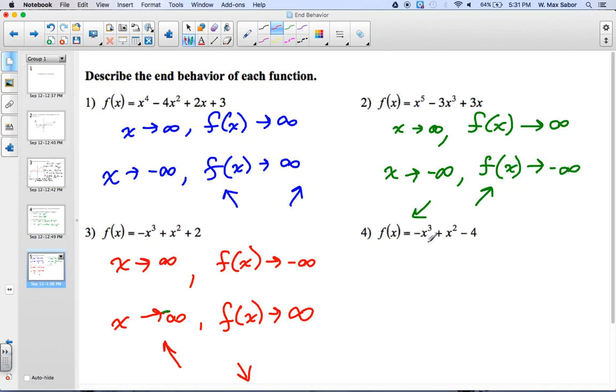And this one, we could do it all out, but it has the exact same leading term. It still has that negative, and it still has x cubed. So we can just say that it's identical to number 3. I mean, not everything is identical, but the important part, the term with the highest degree, is the same. So it will have the same end behavior. That's end behavior.